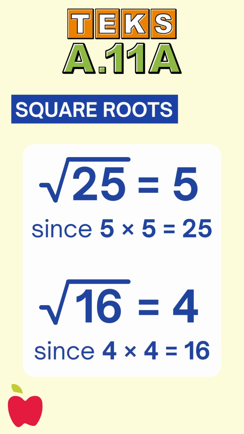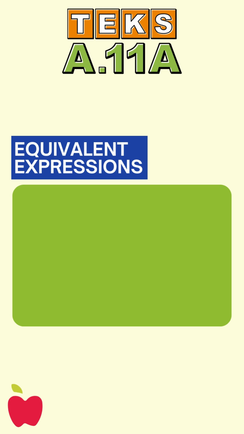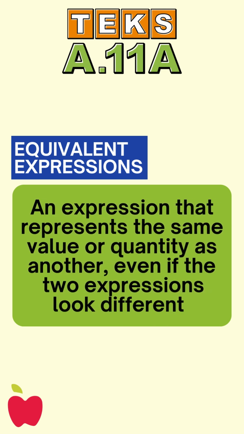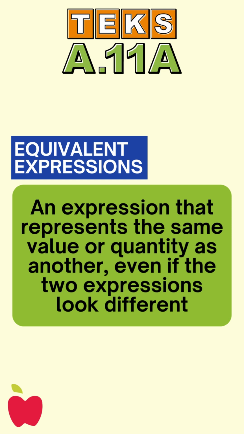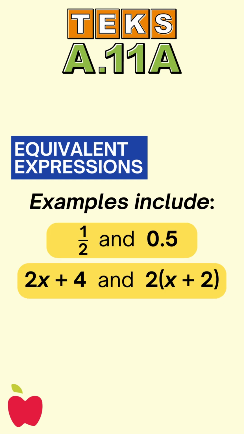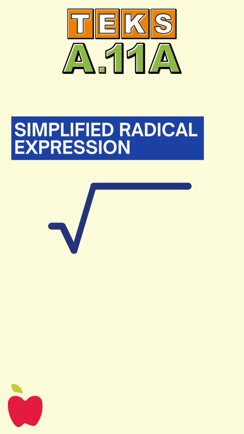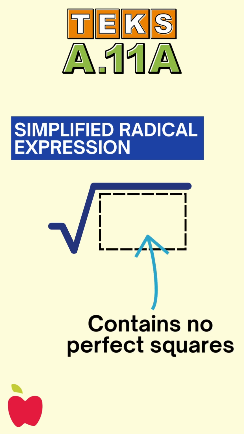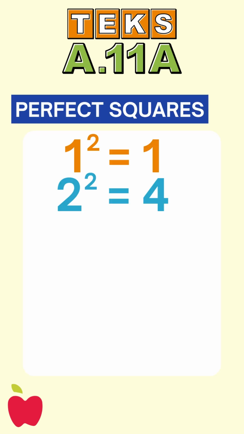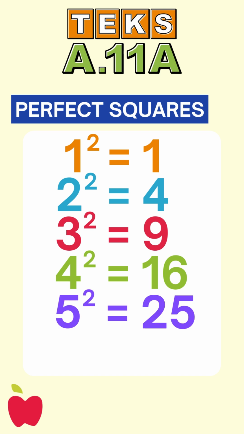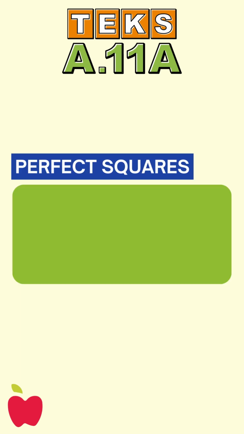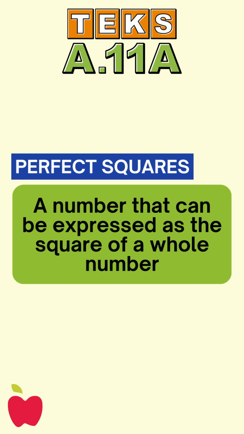When we simplify square roots, our goal is to write an equivalent expression. Two expressions are considered equivalent if they represent the same value, even if they appear different. A square root is considered simplified if its radicand contains no perfect square factors. Before we start simplifying square roots, let's quickly review perfect squares. Numbers like 1, 4, 9, 16, 25, and so on, because their square roots are whole numbers. Knowing these helps us simplify square roots more easily.